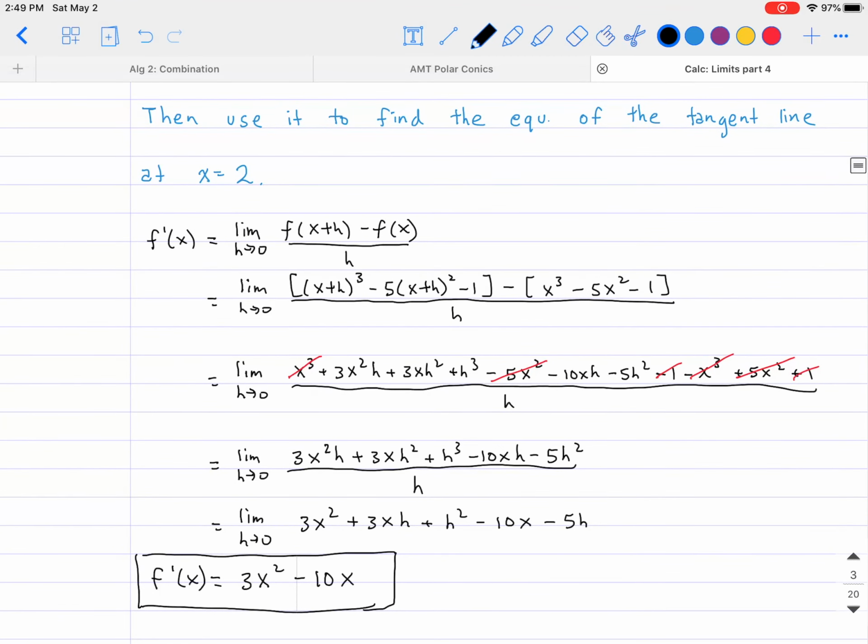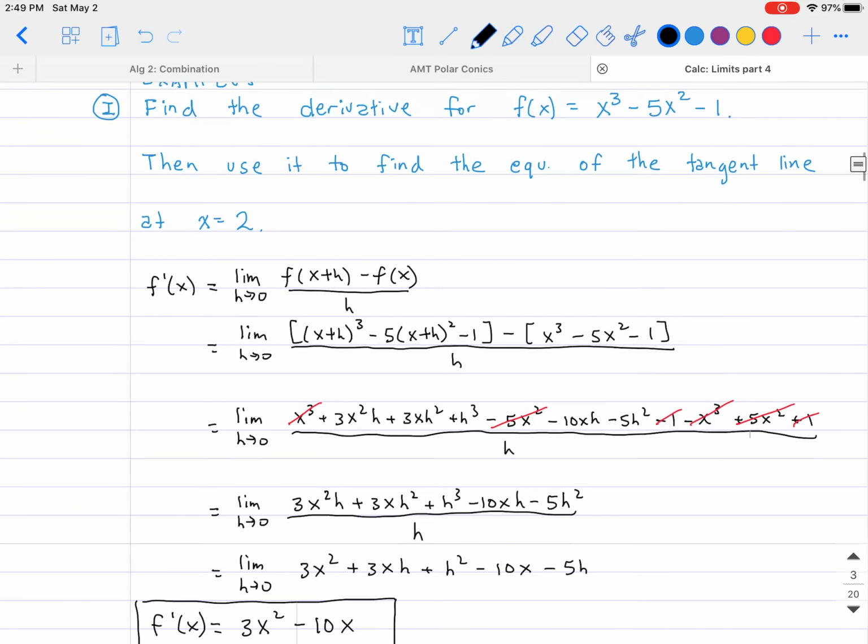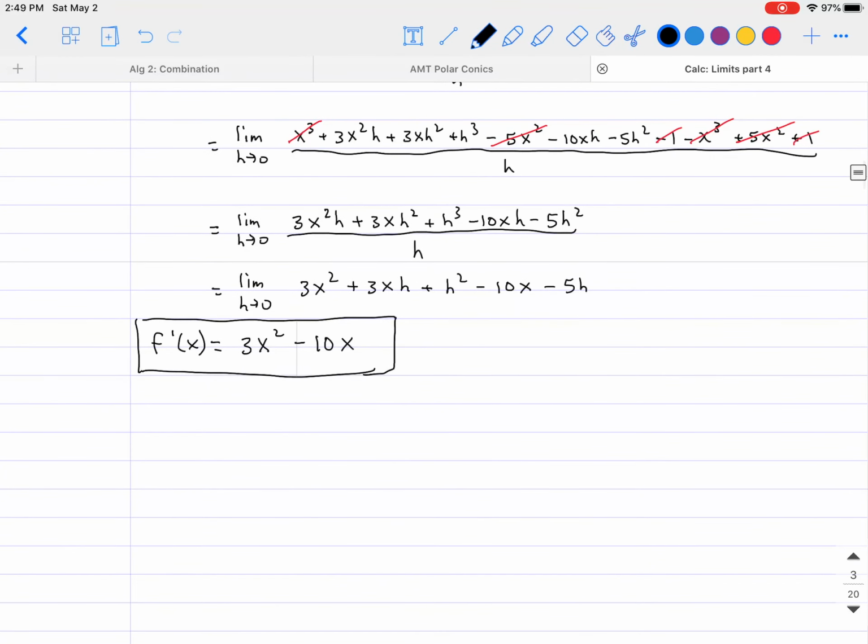single point. So now the second part says then use it to find the equation of the tangent line at x equals 2. So what that means is I'm going to go ahead and solve for f prime of 2. So plug 2 literally into this equation. That will give us 3 multiplied by 2 squared, so that's going to be 12, minus 10 times 2, so that's going to be 20, so that's equal to negative 8. So that right there is going to be our tangent slope at x equals 2.